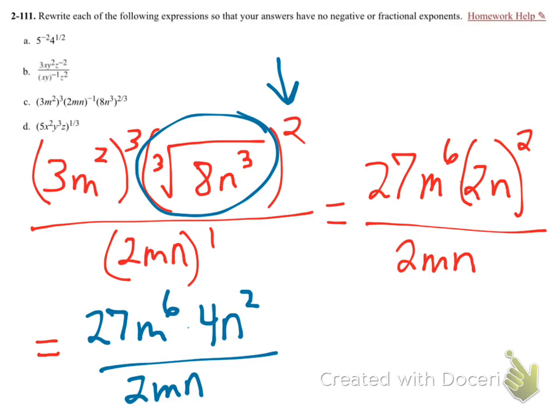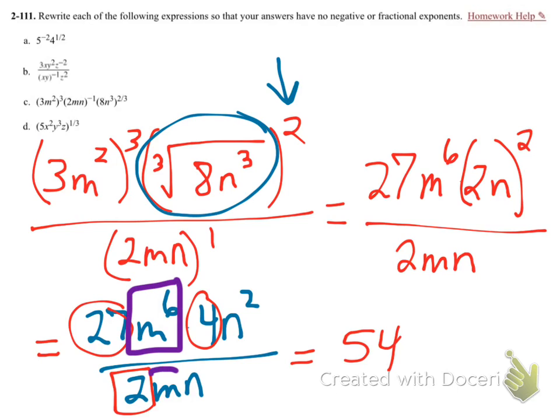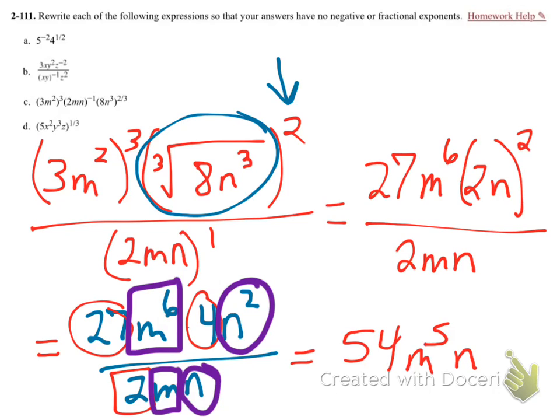Now I need to simplify. 27 times 4 divided by 2 is going to end up equaling 54. Now when I take a look at m to the 6th divided by m, I'm going to be left with m to the 5th. And when I have n squared divided by n, that simplifies down to n. And there is my simplified answer for problem C.